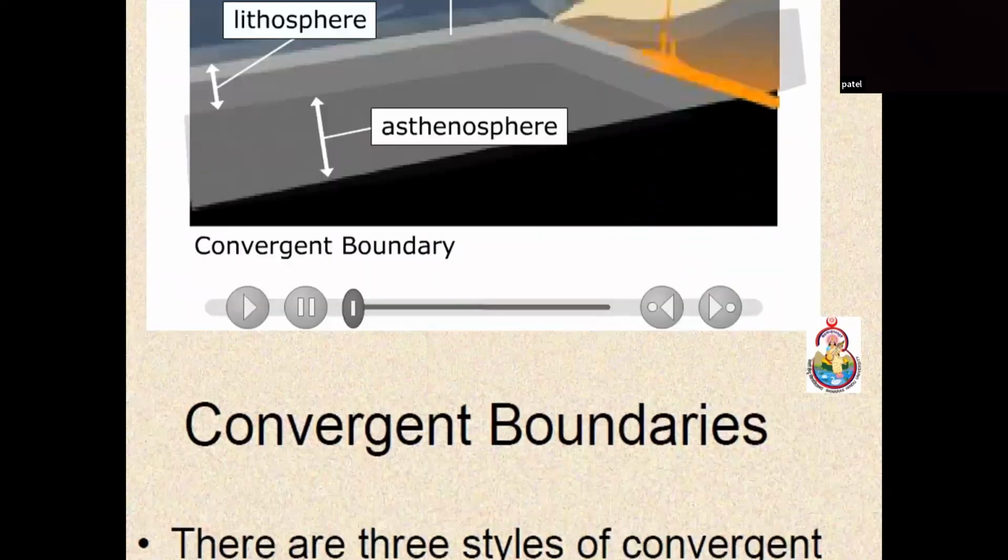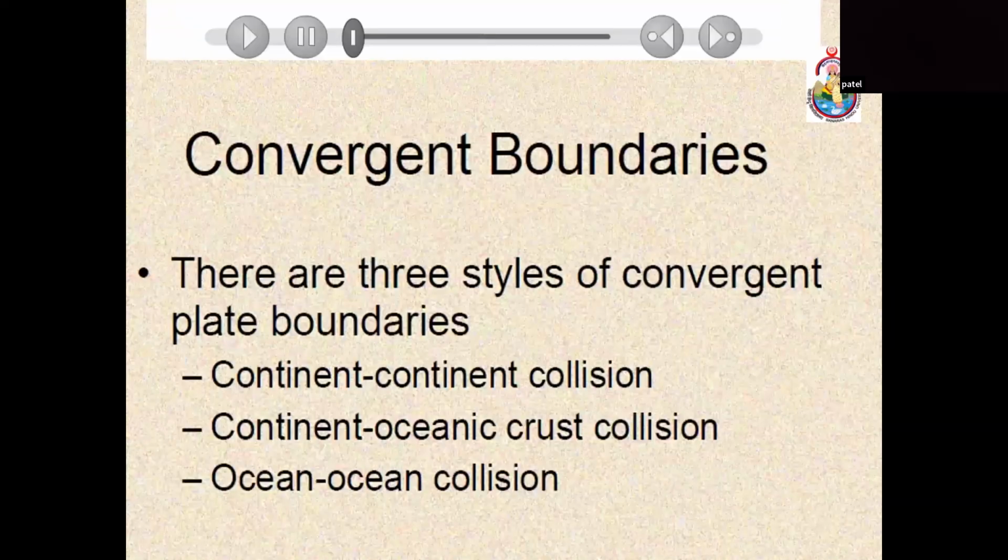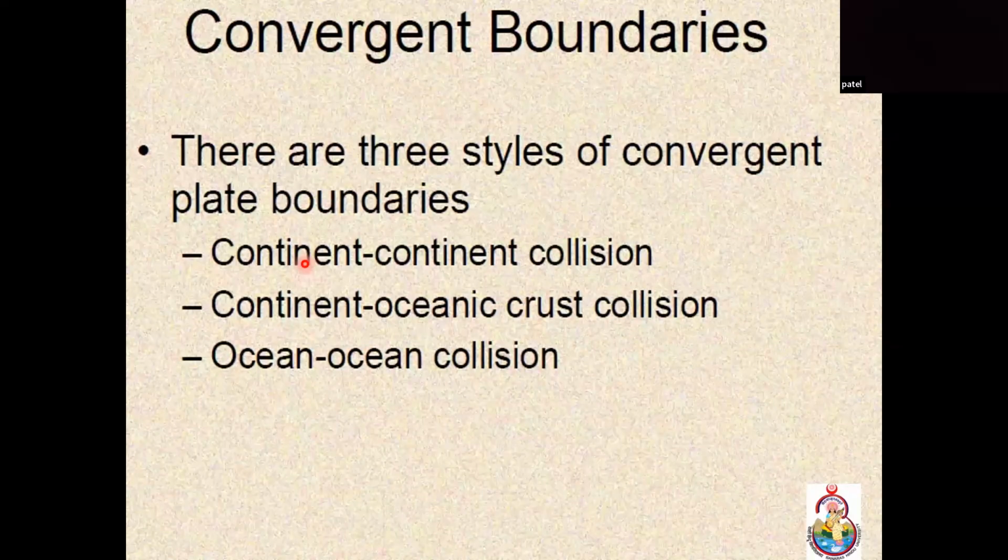So there are three styles of convergent plate boundaries. One is the continent collision, where two continents converge towards each other. The second type is the continent-ocean crust collision margin, where oceanic crust moves below the continental plate. And the third type is where one oceanic crust moves below another oceanic crust. So there are three types of convergent plate boundaries.